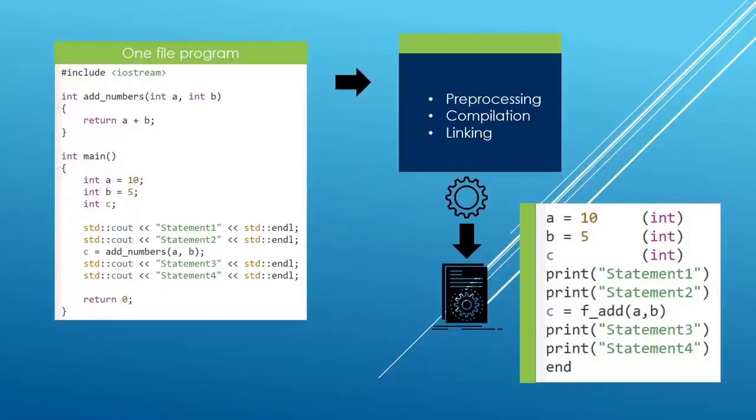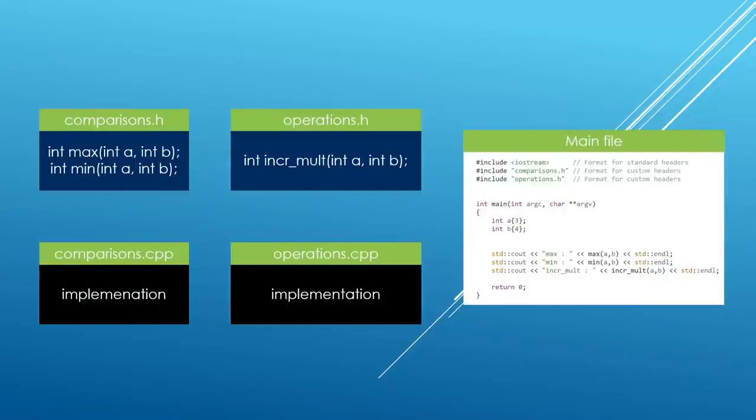Now that we know about this compilation model, we can look at how we can split our program across multiple files. Suppose we have 3 functions. One we can use to get the maximum of 2 numbers called max, a function called min we can use to get the minimum between two numbers, and a function we can use to increment and multiply, like we have seen in the last lecture.